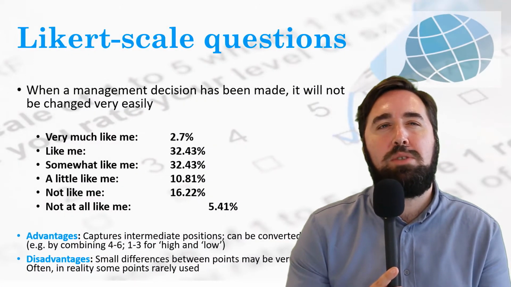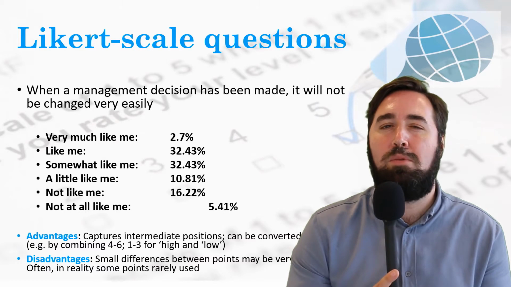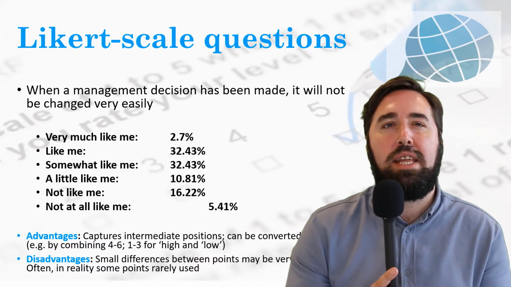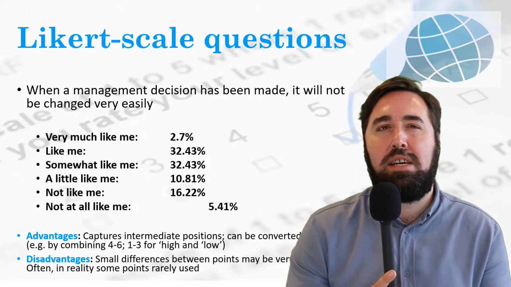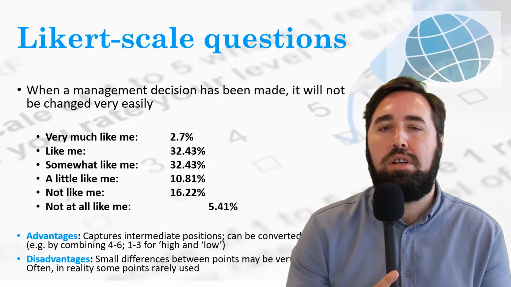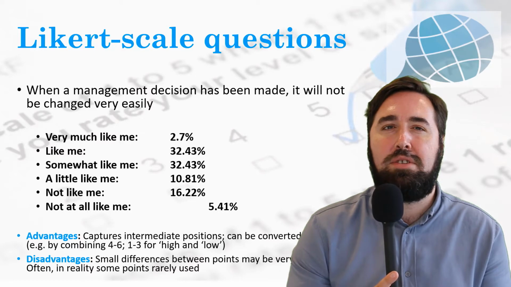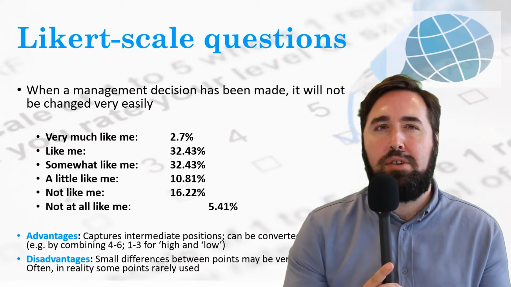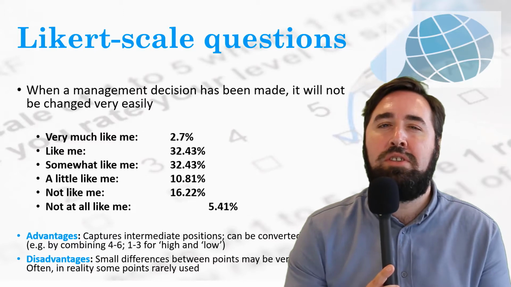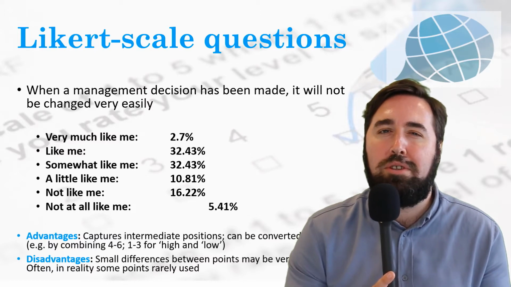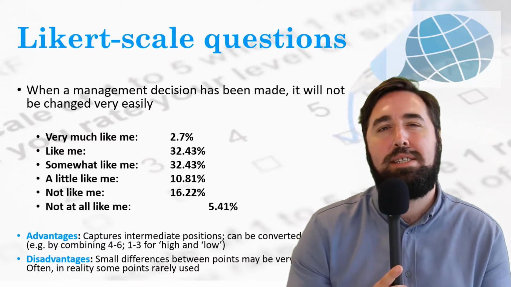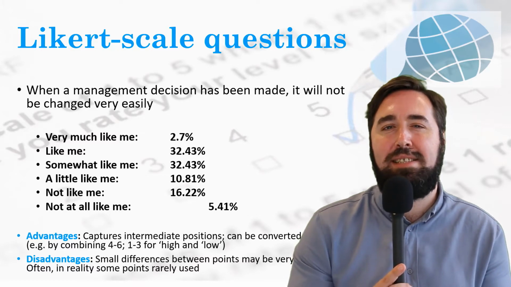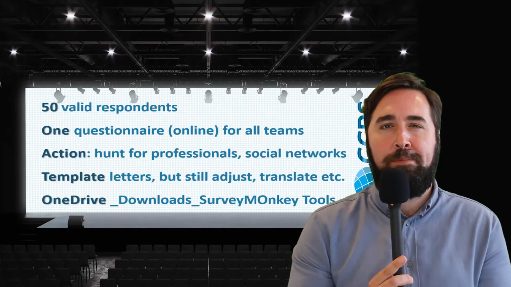And the question here is, when a management decision has been made, it will not be changed very easily. And again, you'll see they have the 6-point Likert scale and the percentages for the respondents who answered in relation to that particular question. So again, you can see already the sorts of things that we're interested in, the sorts of concepts, the sorts of ideas, business skills and practices we're interested in finding out. And the surveys are a really important way of getting that data from real people.